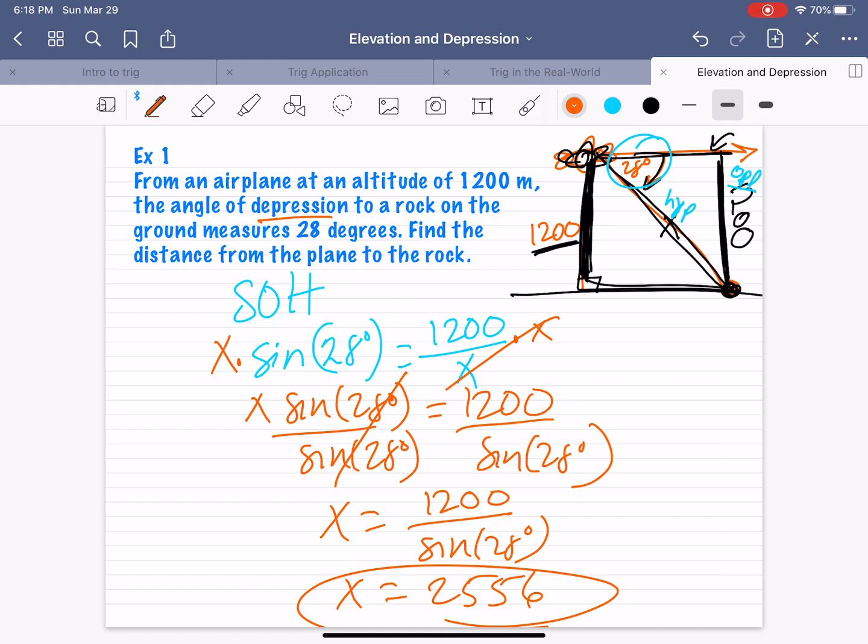So the question was, what is the distance between the rock and the airplane? And here it is, 2,556 meters.